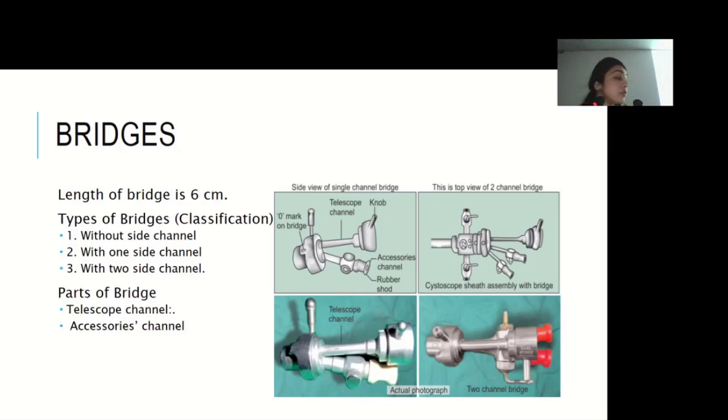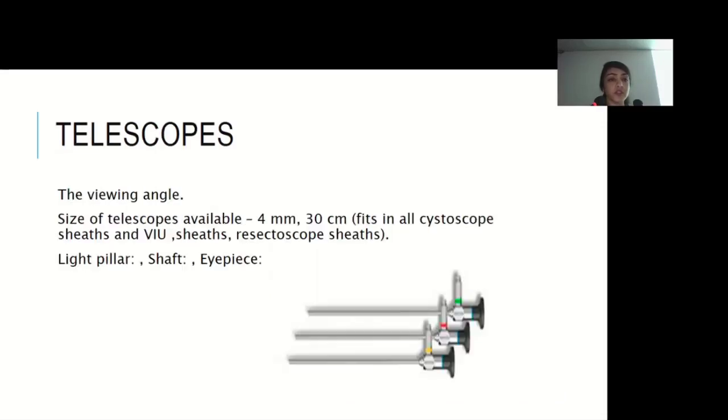Bridges. These are called telescope bridges. These telescope bridges basically have 2 parts: the telescope channel, into which we insert the telescope, and the accessories channel, with a rubber attached to help insert the guide wires and ureteric catheter from here. The types of bridges are with one side channel, 2 side channels, or without any side channel.